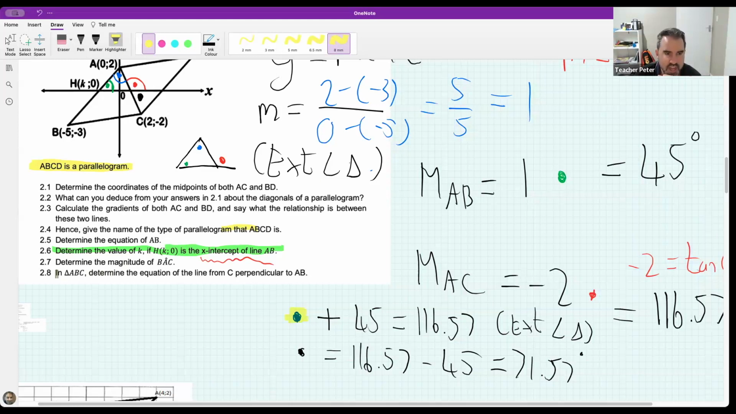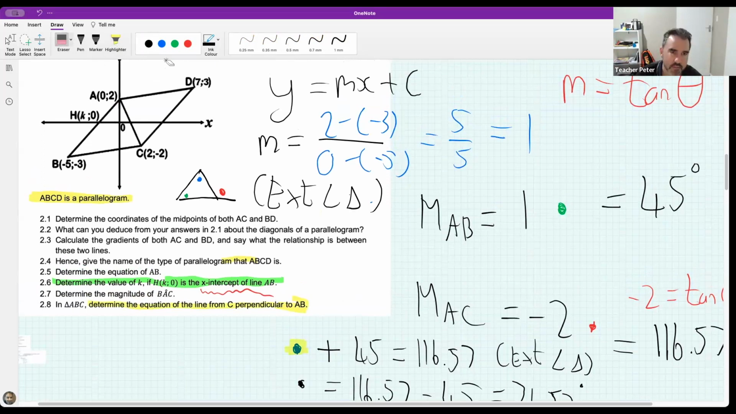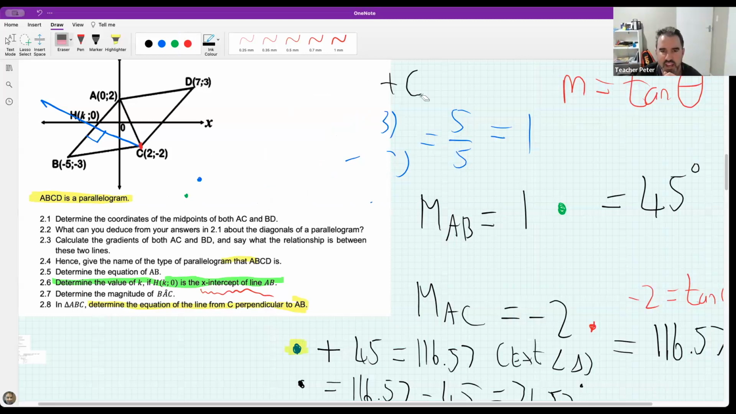Last question. Determine the equation of the line from C, perpendicular to AB. So from C, perpendicular to AB. What they're saying is that I need to go at a right angle to AB, and I need to go through the point C. Can you guys find the equation of that line? What ideas will I have to use to help me?